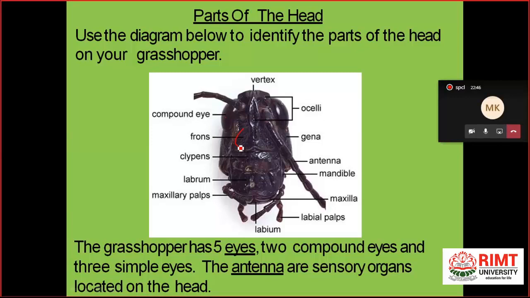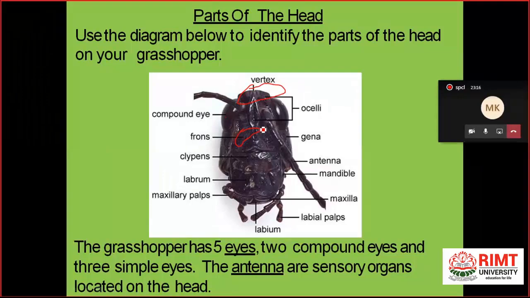This area is frons. In the next lecture, you will clearly see how the frons is divided from the vertex, how the frons is divided from the clypeus, and how the frons is divided from the gena. So this area is the frons. Similarly here, this area is frons on both sides. Vertex is only this area.